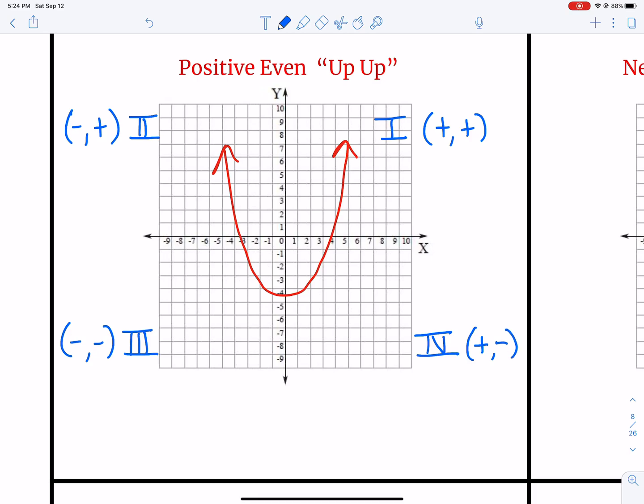So notice the ends of this graph are pointing toward the first and the second quadrant. And an easy way to remember your quadrants is they're ordered in a way that forms the letter C. So first, second, third, fourth goes around your graph like the letter C. Just a little tidbit there.